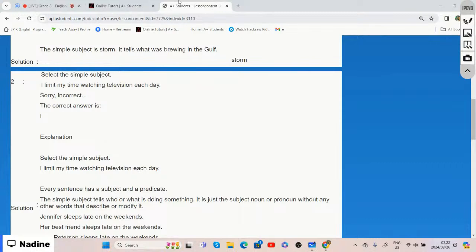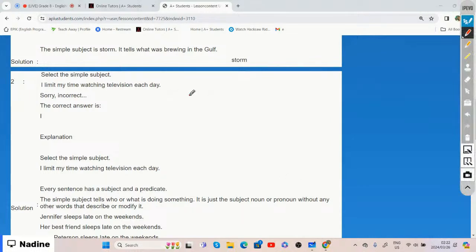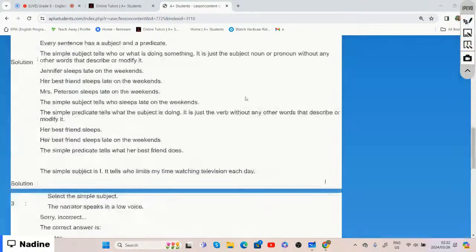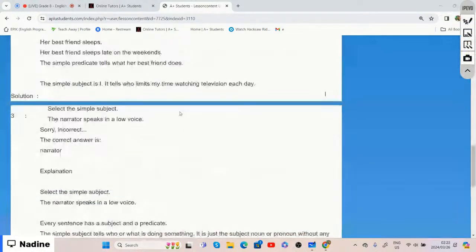All right, so if we select our simple subject, which is either our noun or our pronoun, then we can say it is I, right? This I. So I limit my time watching television each day. I is the subject who watches television, who limits their time watching television each day.